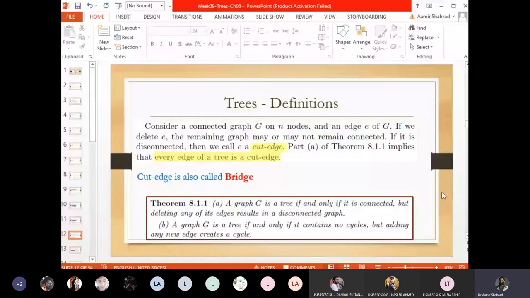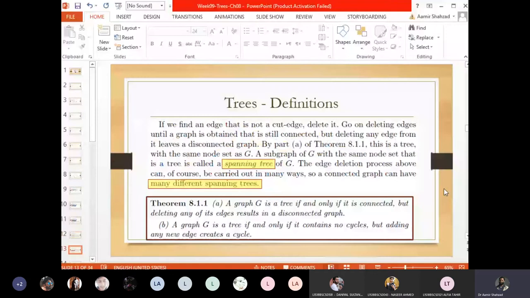Similarly, we define a spanning tree. अगर आपके पास कोई भी ग्राफ है G, so we'll look at an edge which is not a cut edge. Cut edge ke alawa jo dusre edges hain, we start removing those edges which are not bridges, which are not cut edges. So end pe kya hoga? When we remove all those non-cut edges, at the end we will be left with only cut edges. It means we are left with a tree.